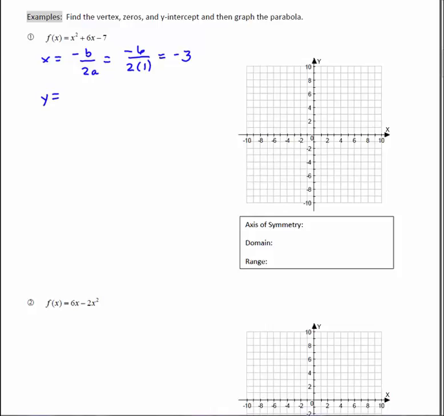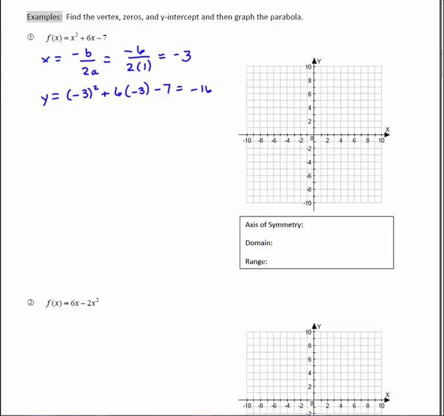To get y, I'm just going to plug that negative 3 back into the function. Negative 3 squared plus 6 times negative 3 minus 7. And let's see, doing the arithmetic on that, I'm going to get 9 minus 18 is negative 9, minus 7 would be negative 16.